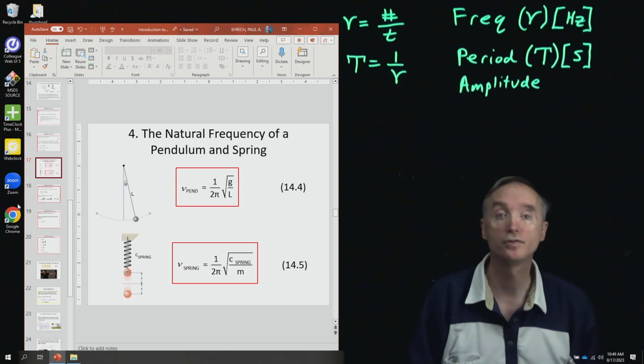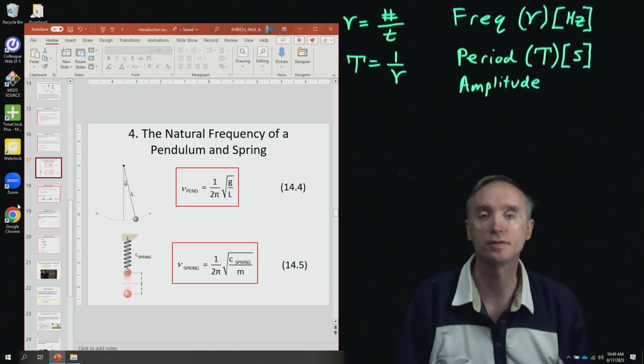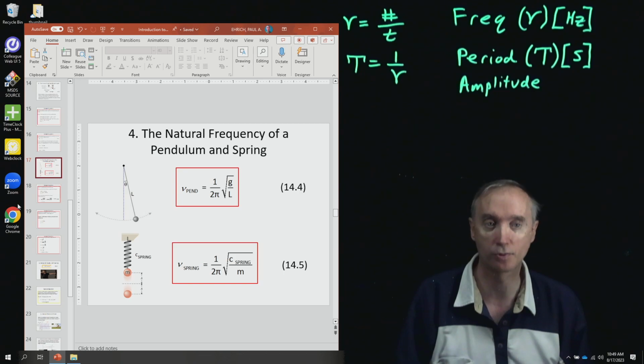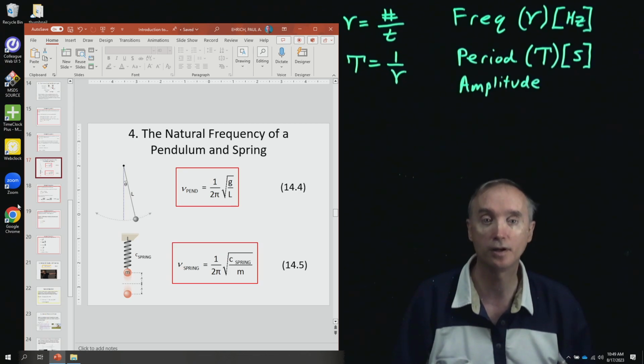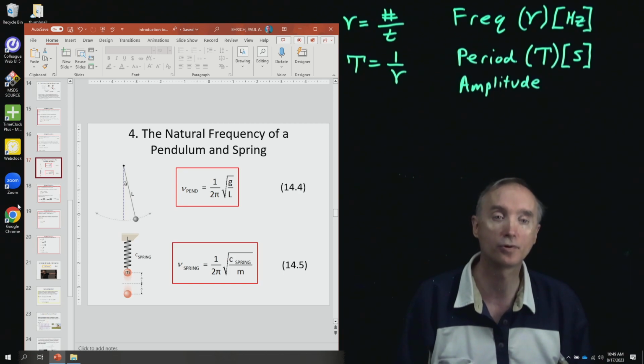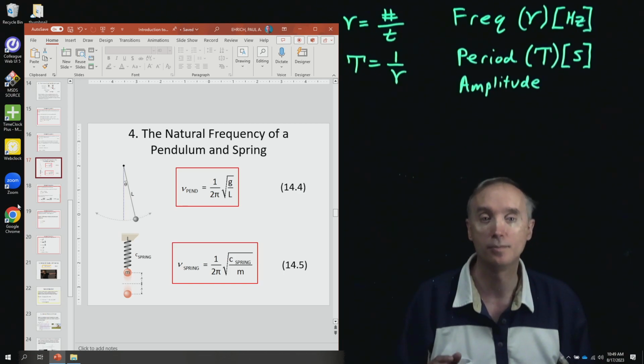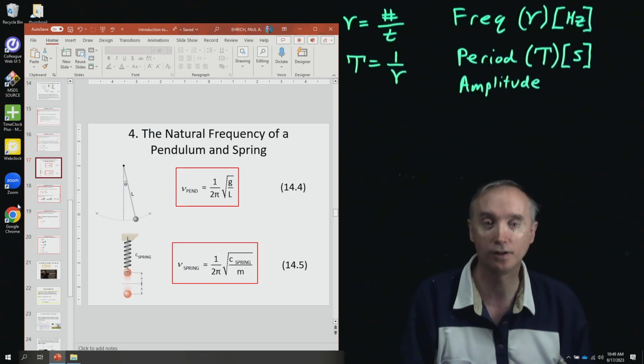Okay, so now we want to discuss the natural frequency of a pendulum and a spring. In our previous segment, we talked about how to calculate the spring constant of a spring. The spring constant was the letter C, and it tells how stiff the spring is. The whole purpose of the previous segment was to be able to calculate the spring constant, so then we can calculate what the frequency of a spring is.